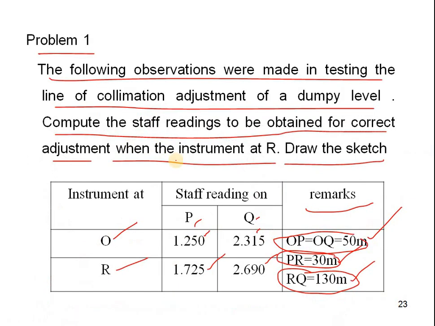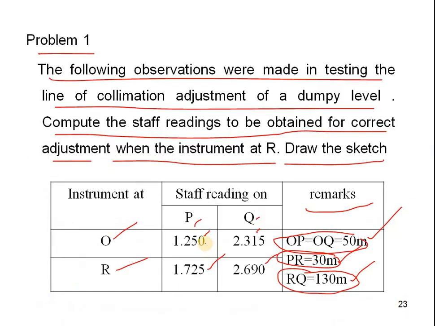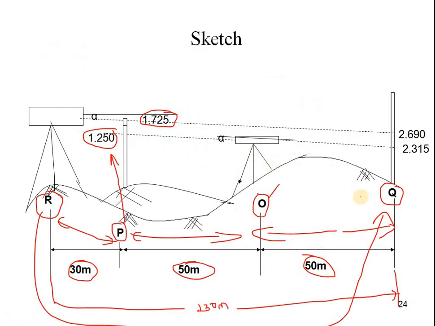You can see clearly in the table, first P is on the station O, 1.250. This is the station O. At P it is 1.250. Coming to Q, it is 2.315. So this is the station, and at this station it is 2.315. So name it as A1 and B1.